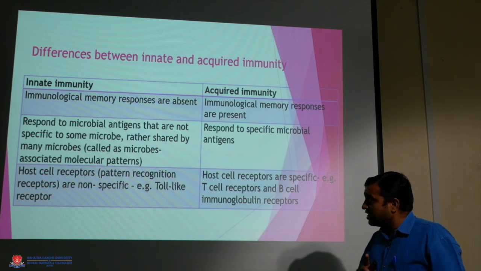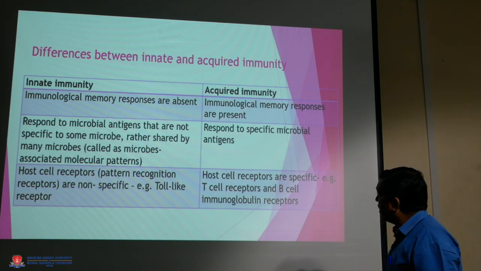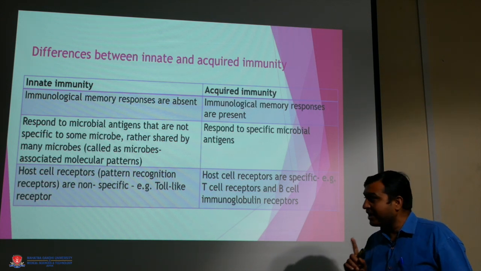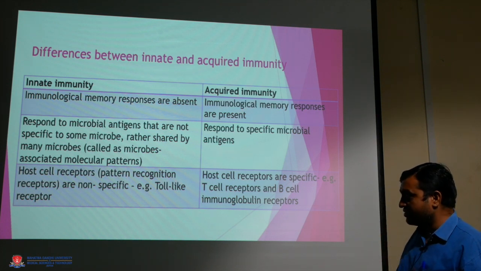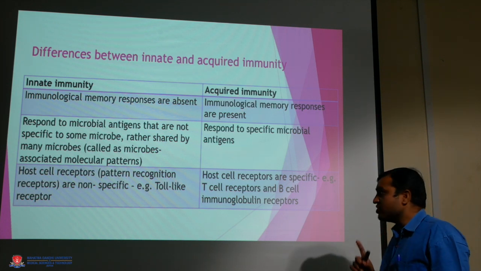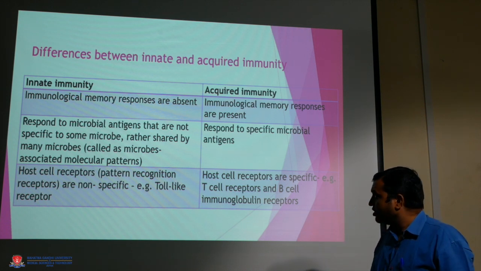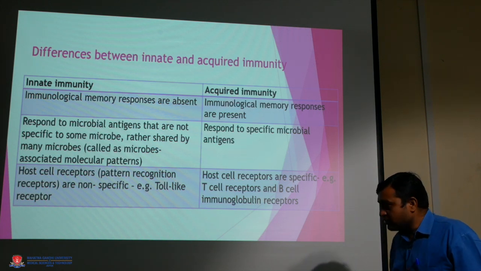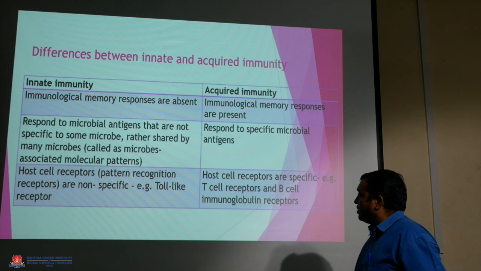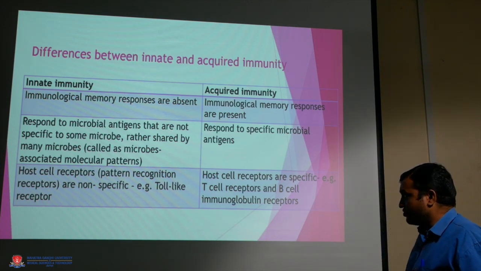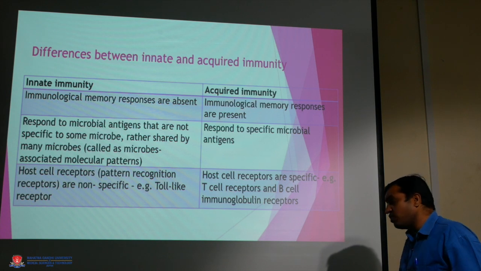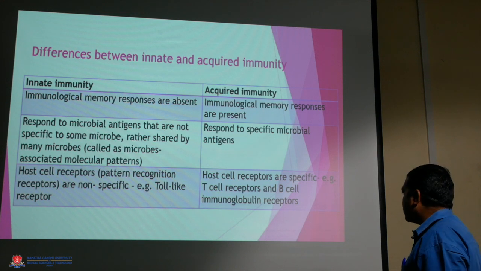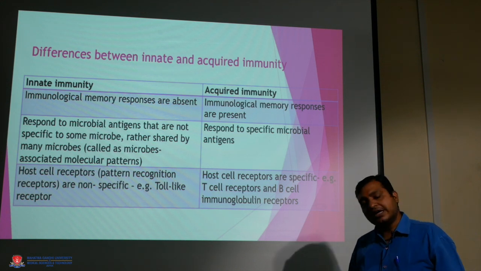Next, immunological memory response is absent in innate immunity, while in acquired immunity immunological memory is present. Next, innate immunity responds to microbial antigens that are not specific to some microbes but shared by many microbes. Acquired immunity responds to specific microbial antigens. Host cell receptors: innate immunity has pattern recognition receptors, while acquired immunity has specific host cell receptors, for example T cell receptors and B cell immunoglobulin receptors.